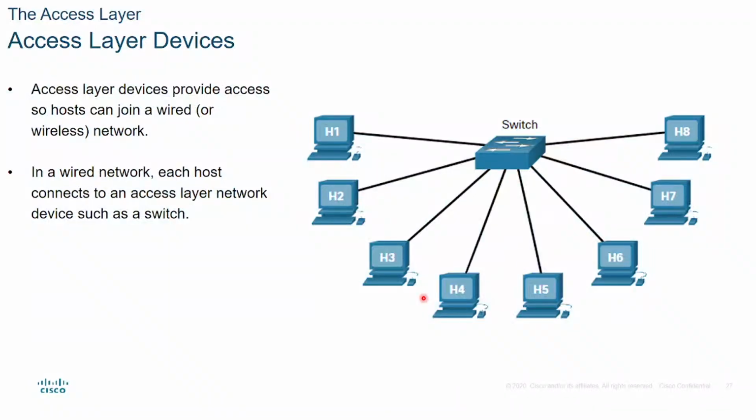All right, let's look at the access layer. Access layer devices provide access so a host can join a wired or wireless network. In a wired network, each host connects to an access layer network device, which is a switch.